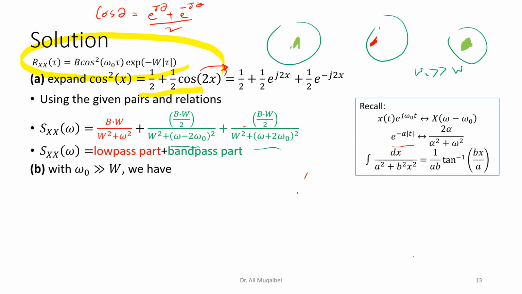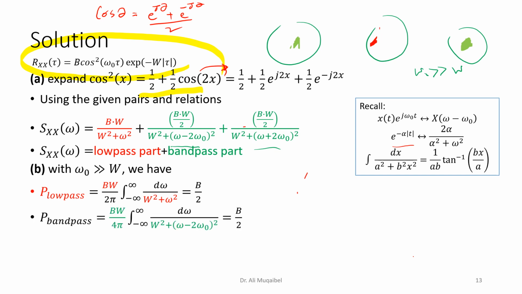Okay, so we are done with the first part, which is finding the power spectral density. Then we can think about the band pass and the low pass. For the low pass, we simply mean the red part of the signal. If you want the power, then we integrate only the first expression over all frequencies, and we get the expression to be B over 2. So the power in low pass equals B over 2, from integration of the signal.